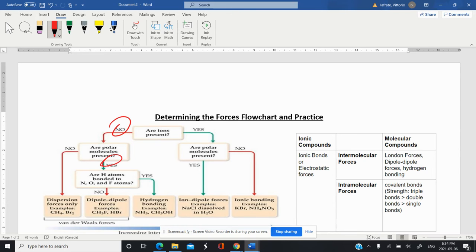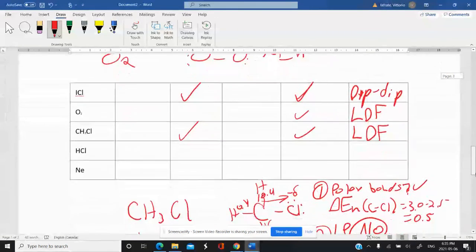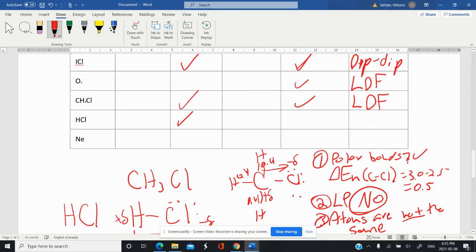So we're going this way. Polar, yes, but are there any HN, HO, or HF? No. So it's not hydrogen bonding. It's very easy to be tricked with that, but not hydrogen bonding. It's just dipole-dipole. And don't forget, there's also your LDF in there, but the strongest, oops, I think I made a mistake in a previous question also. The strongest for both of these is not LDF and LDF, it's dipole-dipole. It's stronger than LDF.